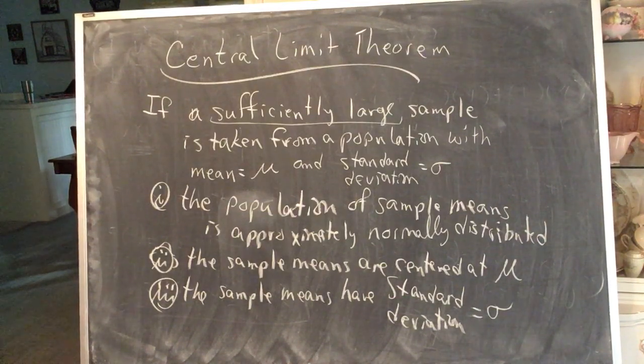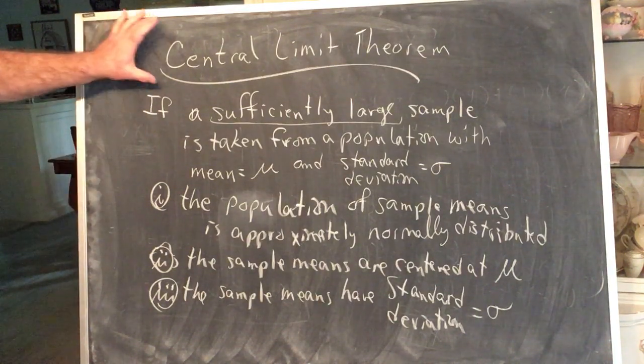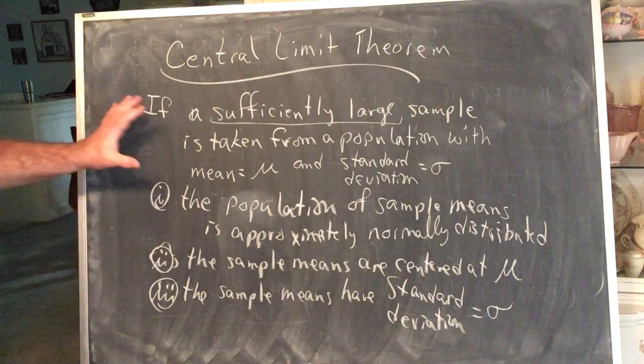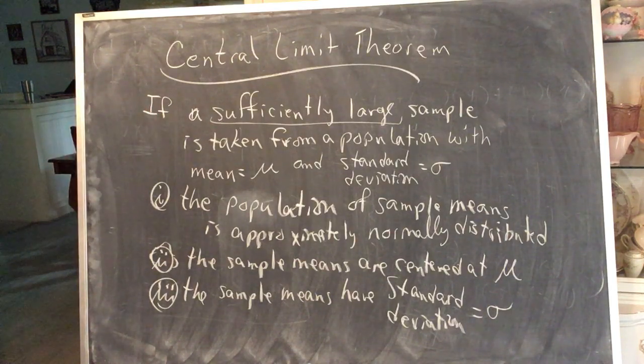Now that's a lot of words, and it might seem sort of cryptic and not particularly relevant now, but we'll come through this a few times and you'll see where we're going with this. But for now, this is the statement of the central limit theorem. It's the central limit theorem. This is a proven theorem, just like the Pythagorean theorem or any other theorem you've ever heard of. This is a proven mathematical theorem. It says if a sufficiently large sample is taken from a population.